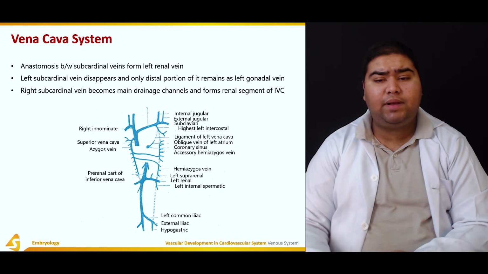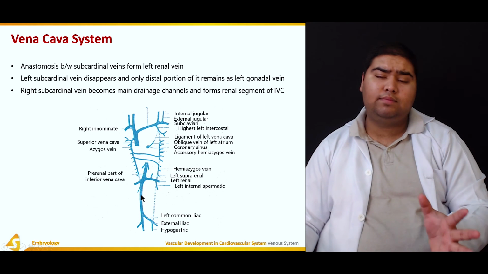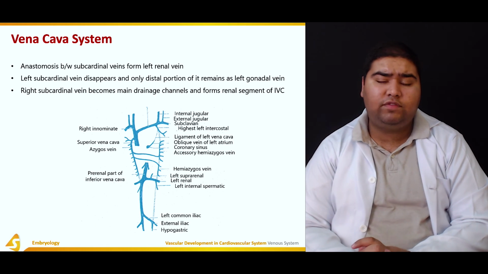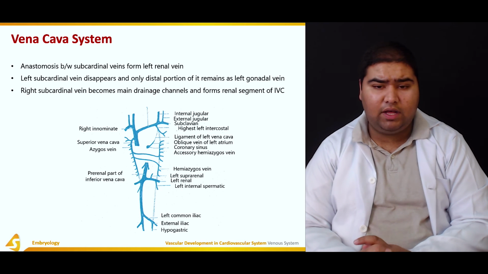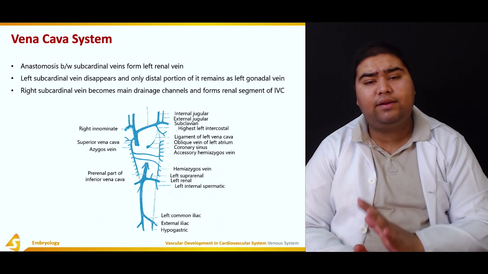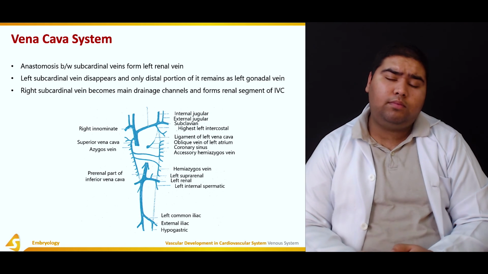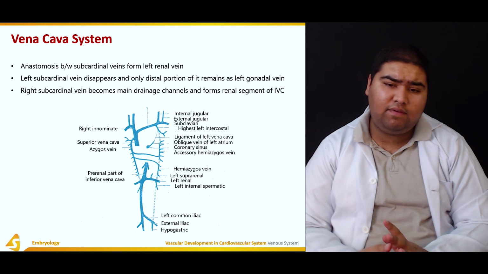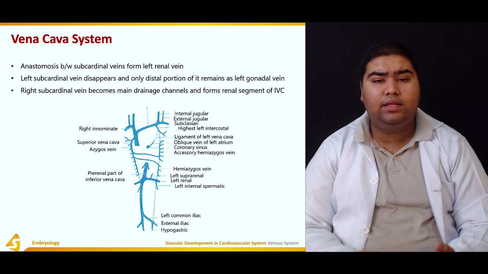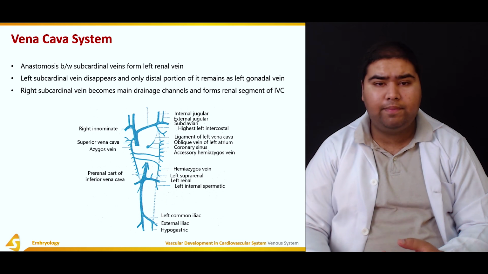So the right subcardinal vein, this is the region of the right subcardinal vein, becomes the main drainage channel and forms the renal segment of the inferior vena cava. So the renal segment of the inferior vena cava is formed by the right subcardinal vein. The hepatocardiac section was formed by the right vitelline vein. Now the right subcardinal vein forms the renal section of the inferior vena cava.